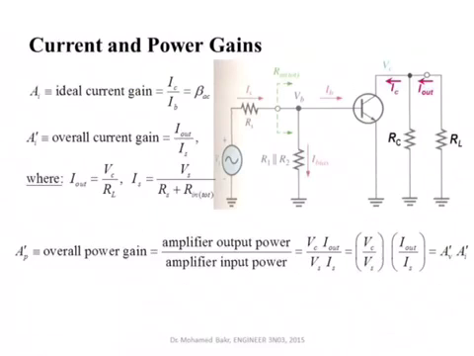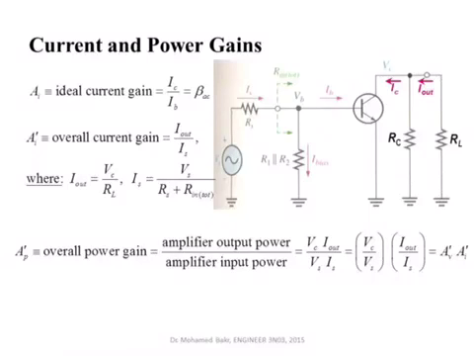One other parameter we're interested in is the current gain. Current gain is simply the ratio between the current in the load, which we call here I out, and you notice how we define I out. We define it as flowing from the negative through the resistance. This is why it doesn't have a negative sign. If you define I out this way, then the gain will be negative.